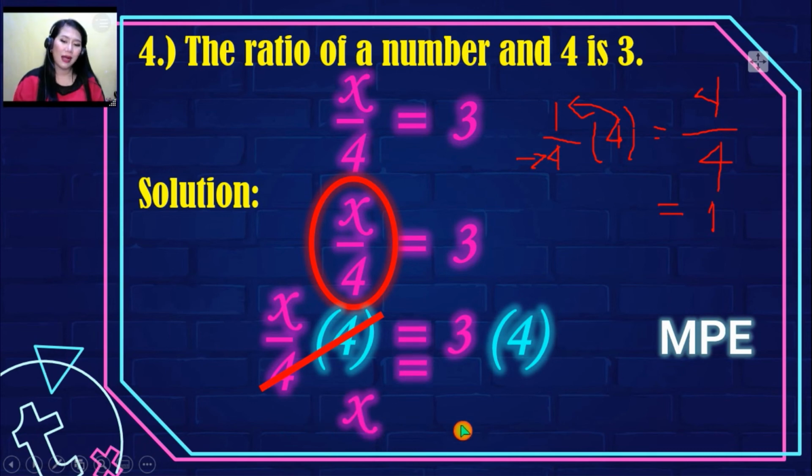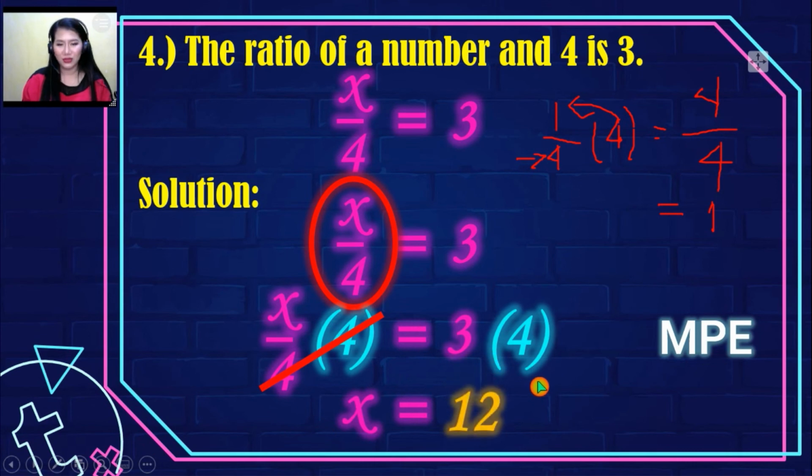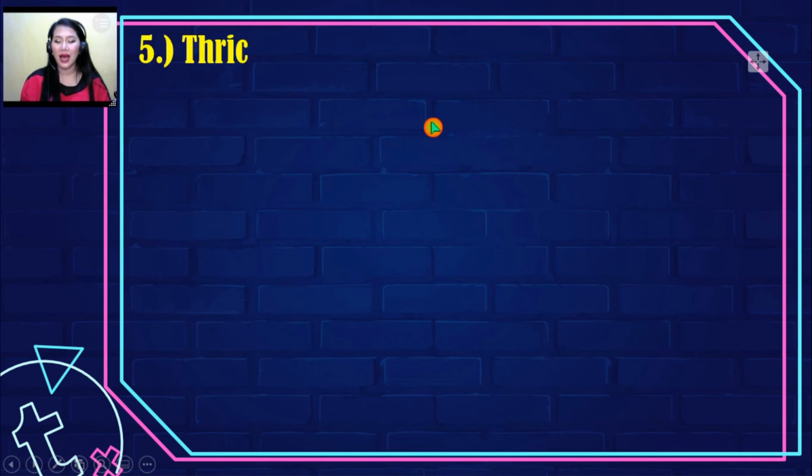Then, copy equals. Then, solve for 3 times 4. 3 times 4 is 12. So, that's our final answer. Let's check. 12 divided by 4 is equal to 3. So, that's our final answer. Next, let's have number 5.